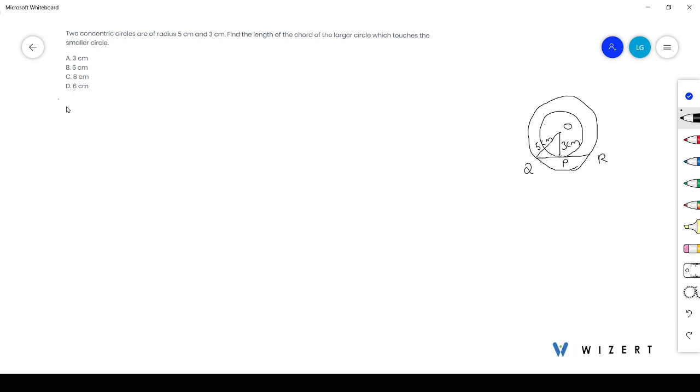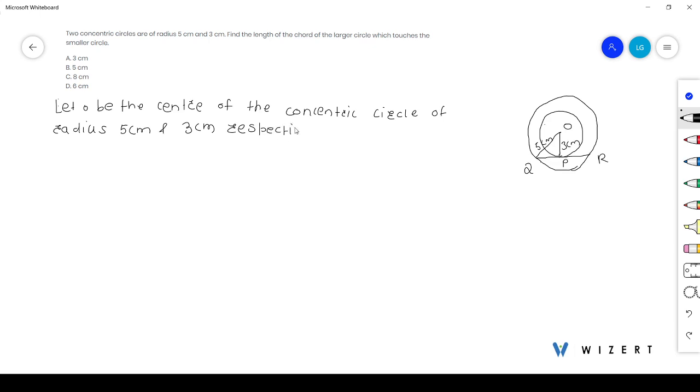Let O be the center of the concentric circles of radius 5 centimeters and 3 centimeters respectively. Let QR be a chord of the larger circle touching the smaller circle at point P.